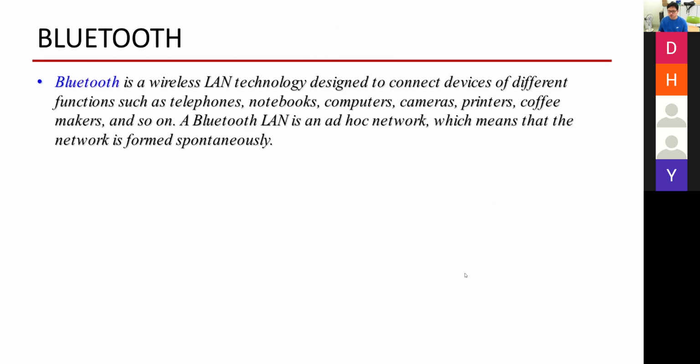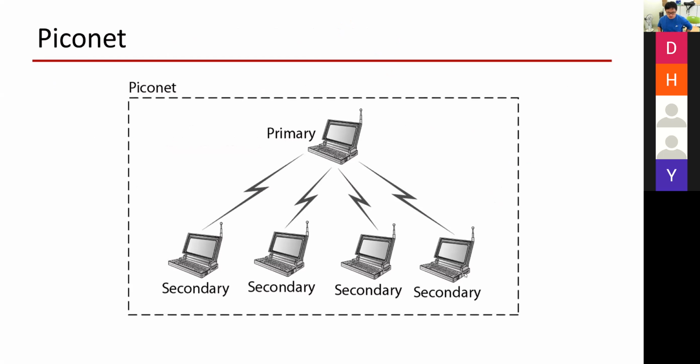Okay, what about Bluetooth? Bluetooth we use every day, right? Bluetooth is for PAN, personal area network. Bluetooth is called PAN, or we sometimes call it Piconet, because it is smaller than LAN. LAN, PAN: Wi-Fi is LAN, Bluetooth is Piconet.